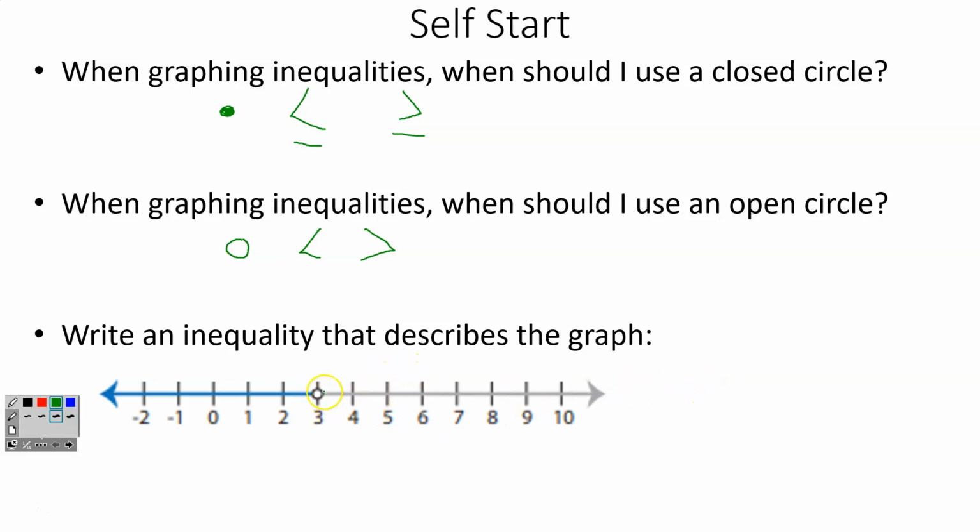So the first thing I'm looking at is it looks like an open circle right here, so I know it's going to be a less than or a greater than. It's going in the left direction, which is the less than. We're looking for numbers that are less than where we started. We started at 3, so we're looking for numbers that are less than 3. That would be my inequality that would match this graph.